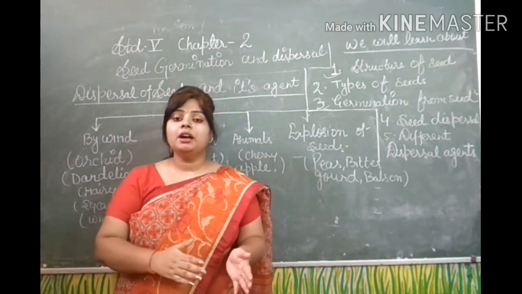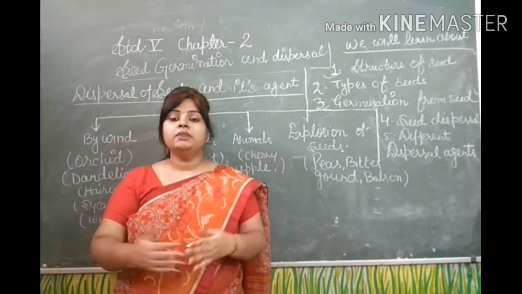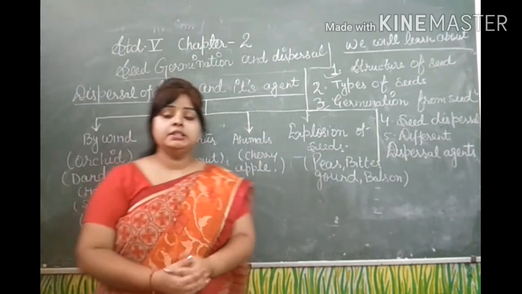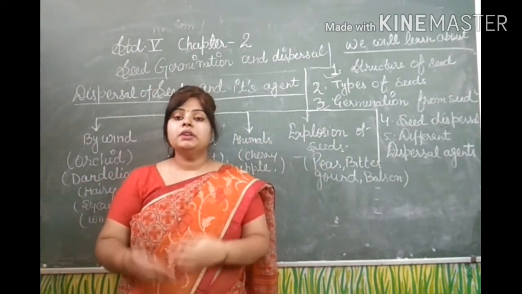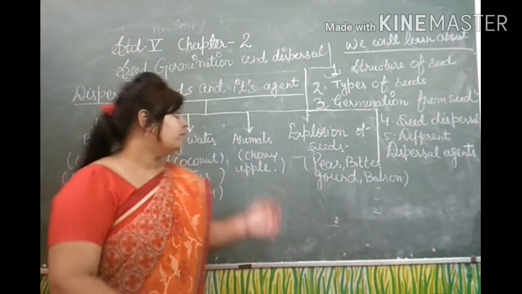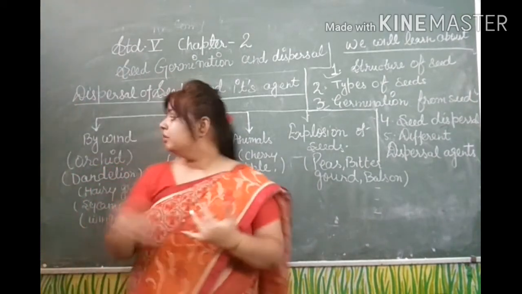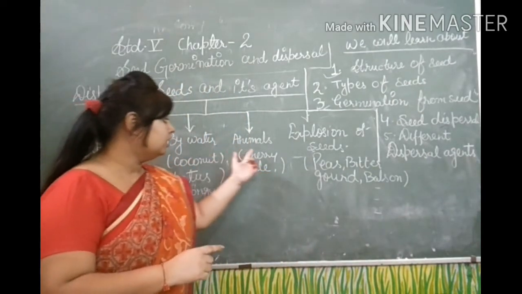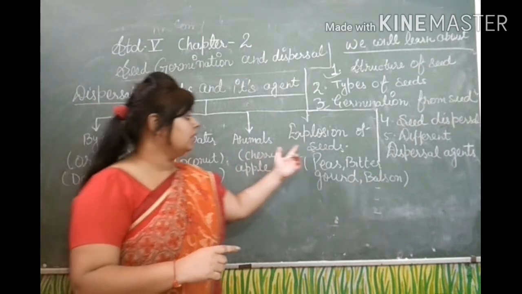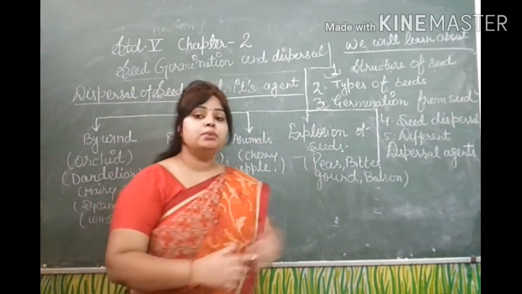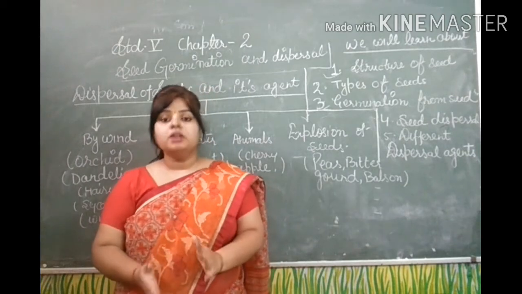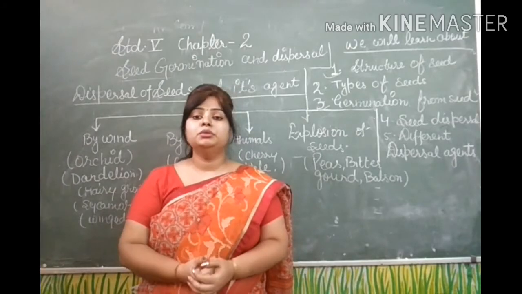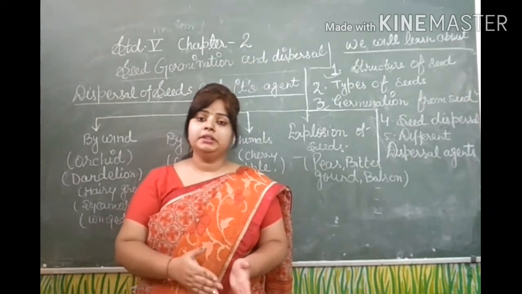When seeds are transferred here and there by animals, there are different types of agents which help the transferring of the seeds. Now, the first agent is wind. The second agent is water. The third agent is animals, and the fourth agent is explosion of the seed. So there are different types of agents that help to transfer the seed here and there.